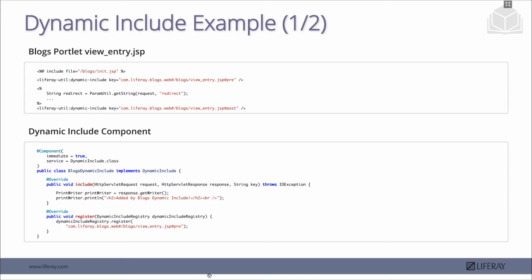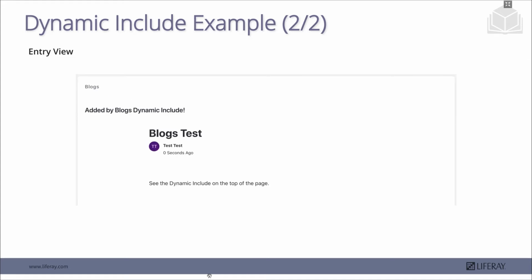So in this example, we're going to be injecting some of our customization in the pre tag. What we're going to be injecting is defined within the include method. Now, this example is very simple. All we're doing is including within the pre tag this added by blogs dynamic include, and then it'll be injected in the pre tag, and that's the specific text that will be shown. Once all of that is coded and deployed, our example will look a little something like this. Over in the view entry.jsp, we'll see that header included.